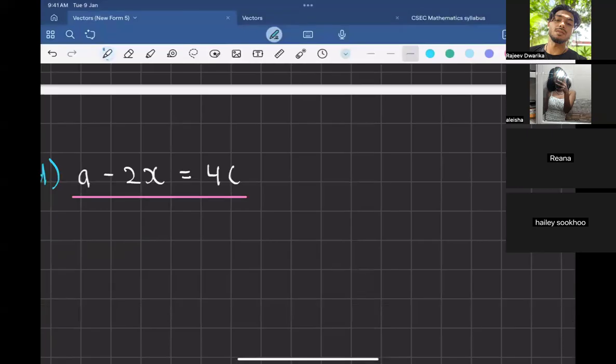All right. So first things first, we had to make X the subject of the formula. So Rihanna and Healy, what has nothing to do with X on the left-hand side? A. Yeah. So if I move across the A, am I interfering with the sign for X, Alicia? No. So what should I write in my second line? Minus 2x equals 4c minus 8.